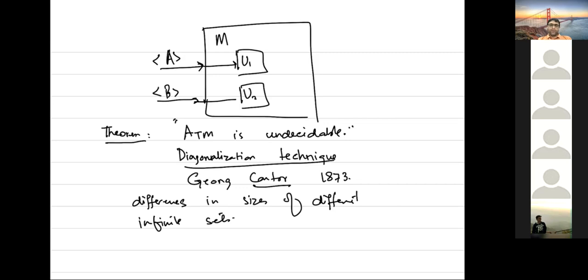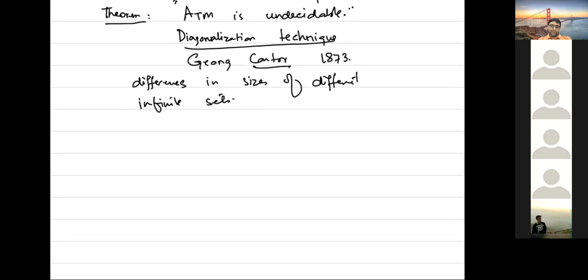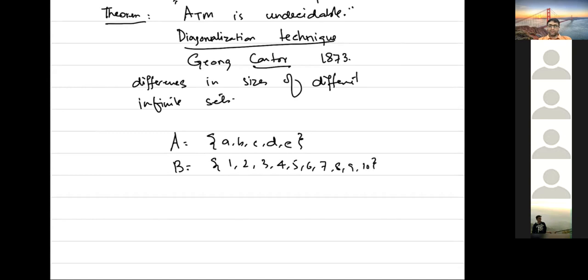Okay? So the question is, if we have two infinite sets, how can we tell whether one set is bigger than the other set? For example, if I have a set A, let's say any set A, that contains, let's say, a, b, c, d, and e, right? I have another set B, which contains, let's say, 1, 2, 3, 4, 5, 6, 7, 8, 9, and 10. Okay, now I can ask this question.